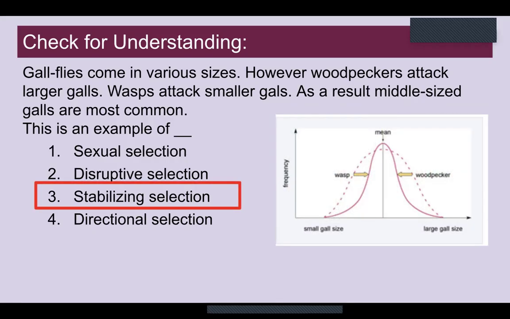Hopefully you were able to assess that this is stabilizing selection. The middle trait is being favored. Wasps are selecting against the smallest galls. Woodpeckers are selecting against the largest galls, and that middle trait is being favored.